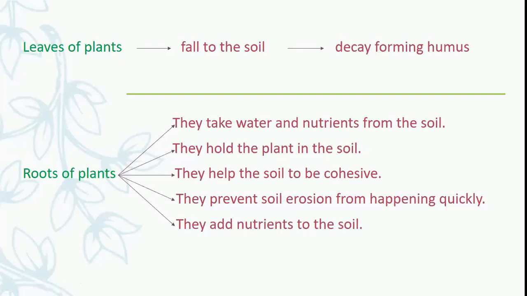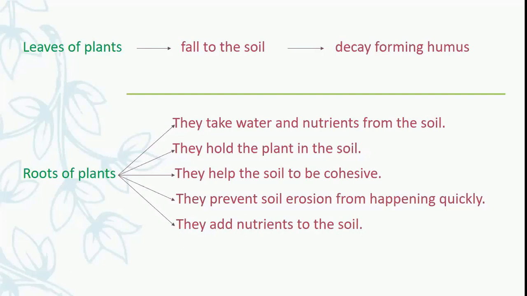Number 3, they help the soil to be cohesive. Help the soil to be cohesive means to attach to each other. So the roots make the soil be like one piece attached to each other. This is the meaning of cohesive. They prevent soil erosion from happening quickly. So the roots of plants protect the soil from breaking down quickly.